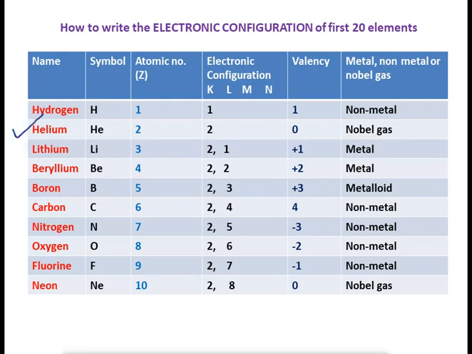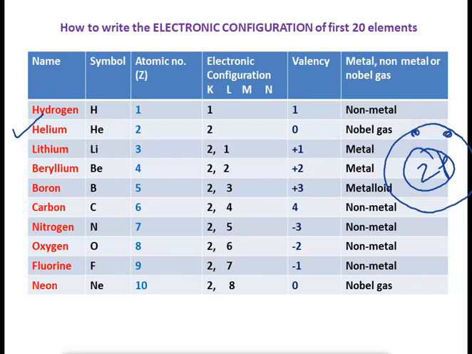Now let's talk about helium. Helium is a noble gas, right? It's a noble gas present in group number 18. The atomic number of helium is 2 and its symbol is He, capital H and small e. Since 2 electrons or 2 protons are present in helium, 2 protons will be present in the nucleus. This is the nucleus in which 2 protons are present, and this is the outermost orbit in which 2 electrons will revolve.